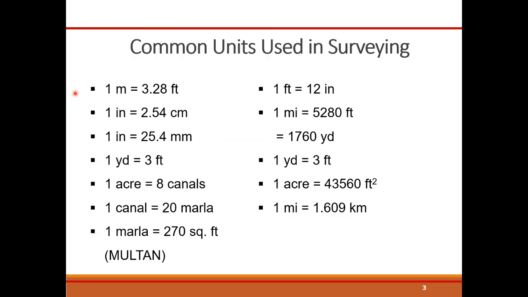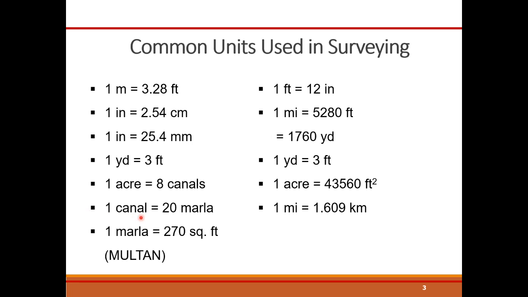So let us start. First of all, these are some of the common units that will be used in surveying. 1 meter equals 3.28 feet. 1 foot is equal to 12 inches. 1 inch is equal to 2.54 centimeters. 1 mile is equal to 5280 feet, and so on.